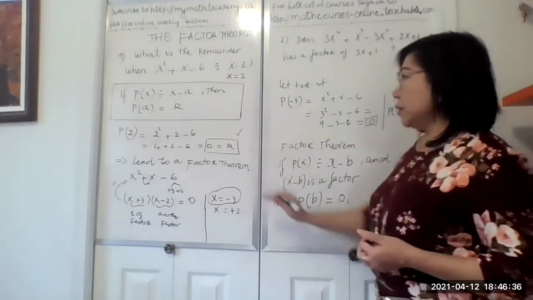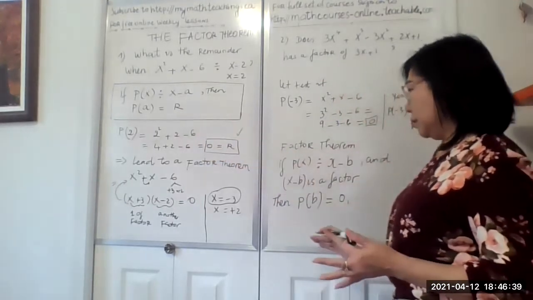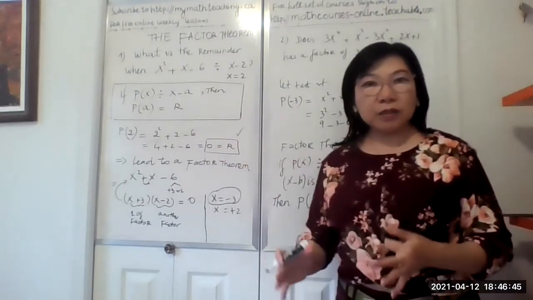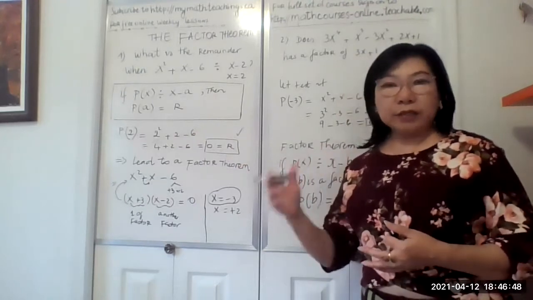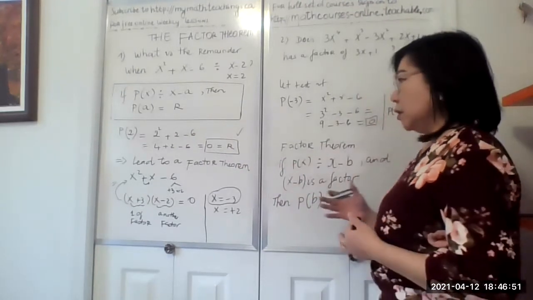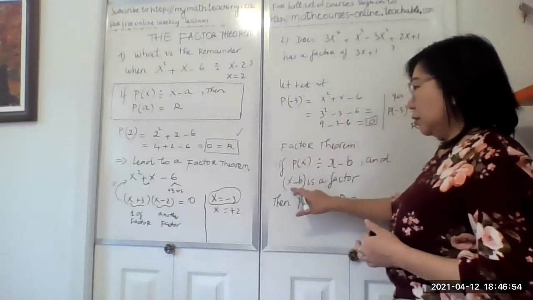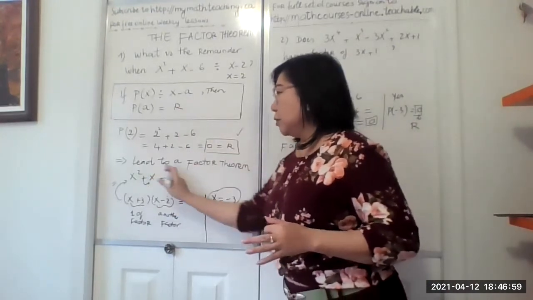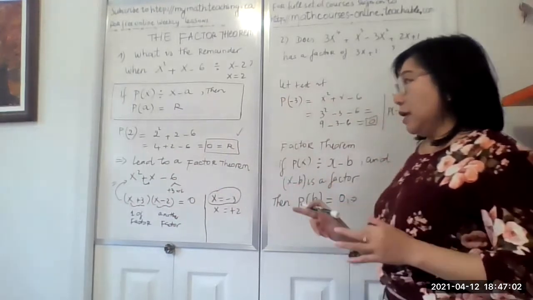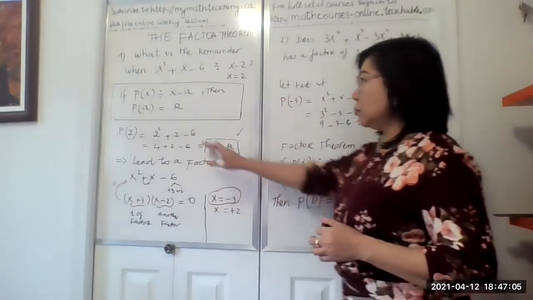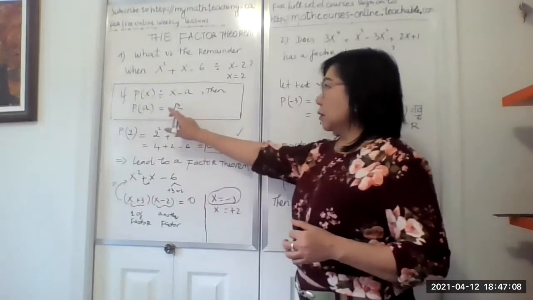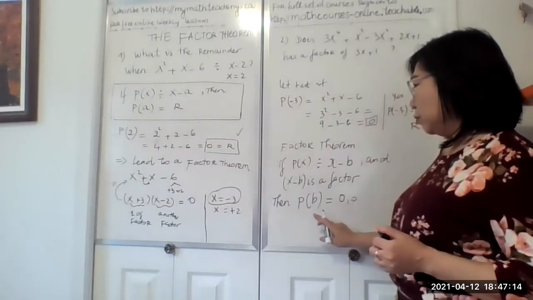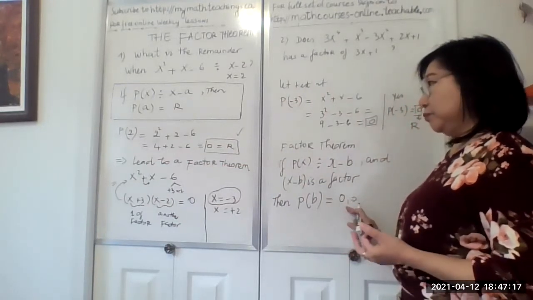So the fact that if we plug in the number and we calculate the remainder, and the remainder becomes 0, then it will lead to the factor theorem instead of the remainder theorem, right? So in other words, if the x minus b here or x minus a here is one of the factors of this expression, then if you substitute the value of x equal a in here or x equal b in here into the polynomial, the answer will be equal to zero.